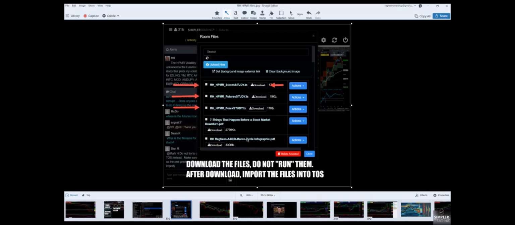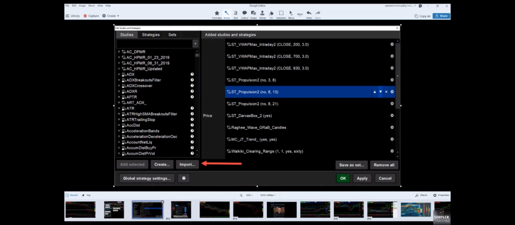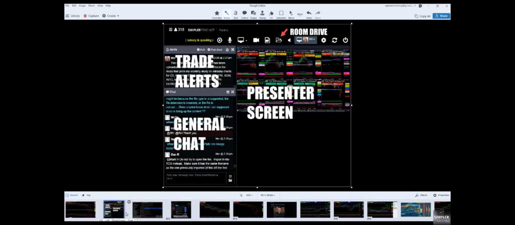But wanted to let you know that these are in the room drive, where to get them, where to import them. And where is the room drive? There is the room drive right there. It's an icon within the chat room that you can open up, and there's a lot of different indicators and files and things that I make available exclusively to Futures Room members in that drive. So it's a handy thing to refer to, and a lot of the things that David, Neil, and myself will share will be in that room drive for you all. So that's to kick that off.